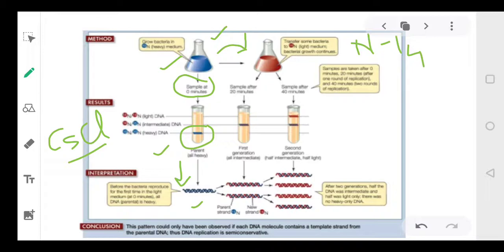So we are indicating N14 with red color. Okay? And the bacteria were left for 20 minutes. So we have taken the sample after 20 minutes. Now after 20 minutes, we have taken the sample from the solution, and again we have subjected it to cesium chloride centrifugation.